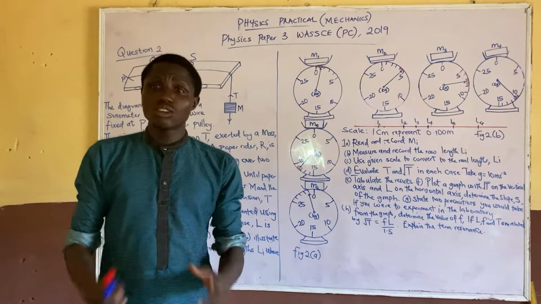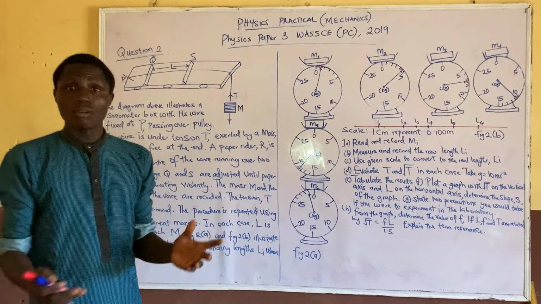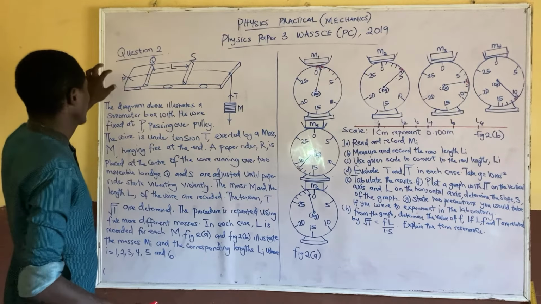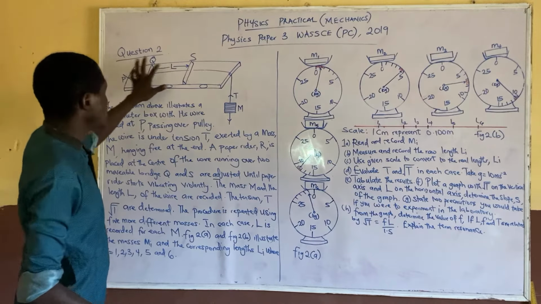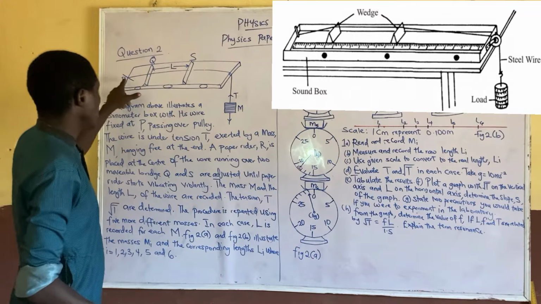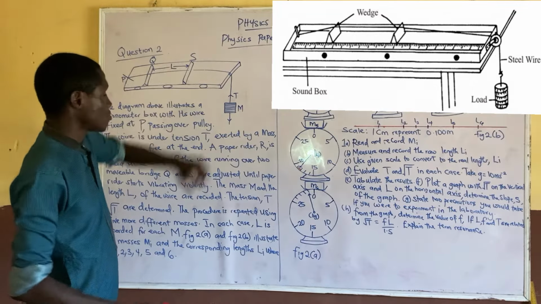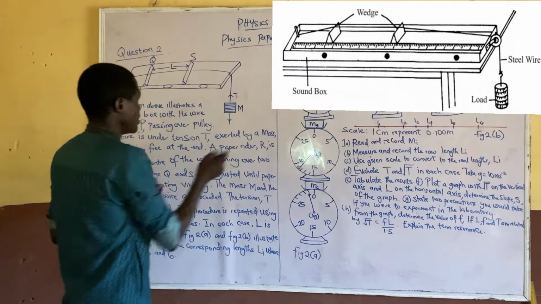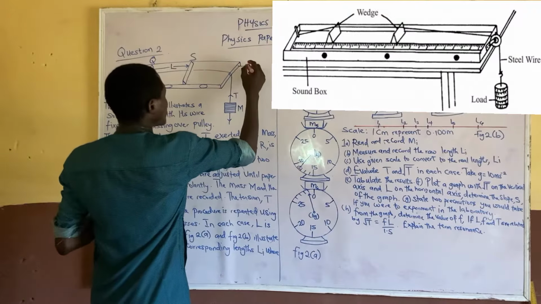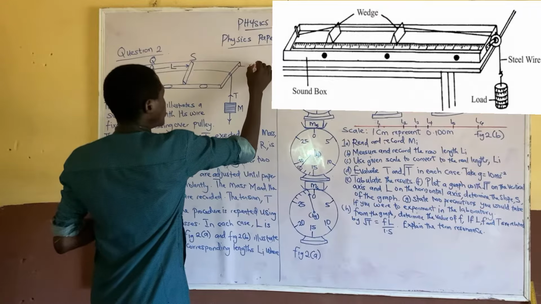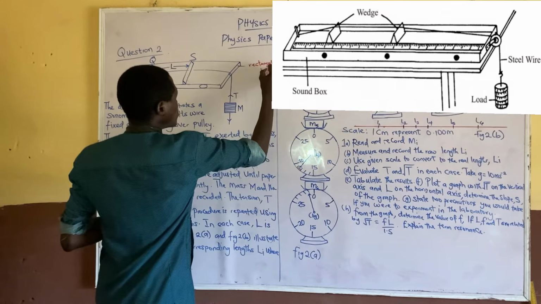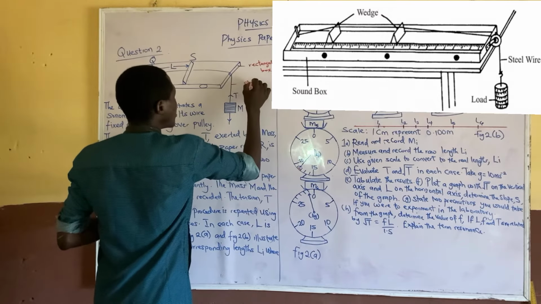And a sonometer is just an instrument that is made up of several parts. You can see this is a rectangular box. It is a hollow rectangular box, and they have a string of a steel wire. So we have a steel wire.